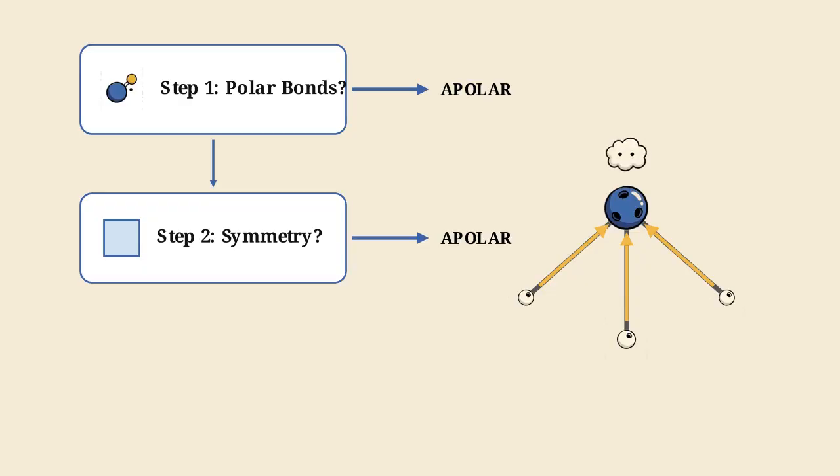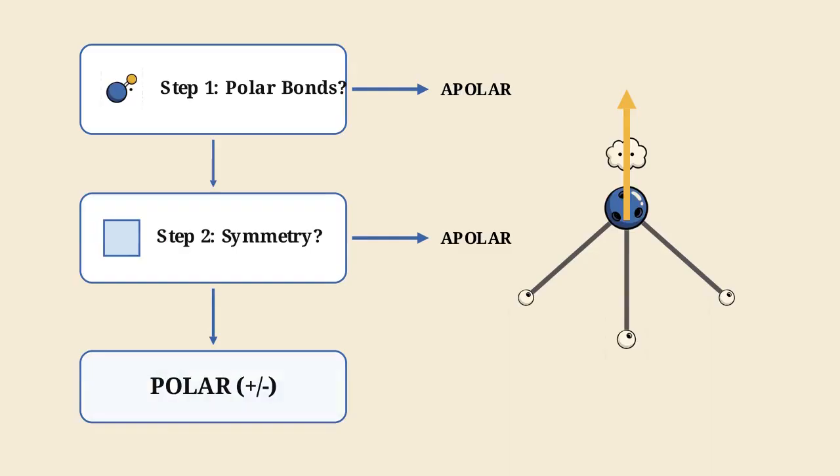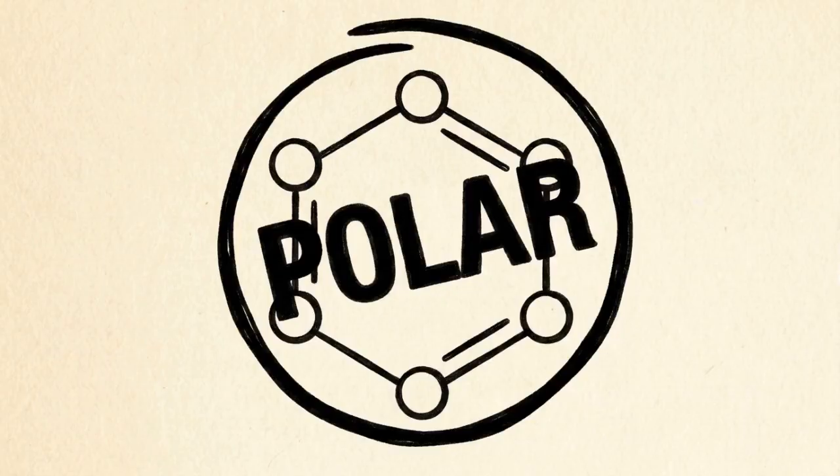Let's run ammonia through the test. Yes, it has polar bonds, but it has a pyramidal geometry with an extra electron pair on top. The shape isn't perfectly symmetrical, the arrows don't cancel, and we get a polar molecule. Following these 2 questions in strict order eliminates the guesswork. It solves polarity for any small molecule you'll see on a test.